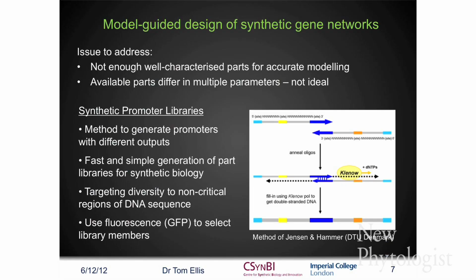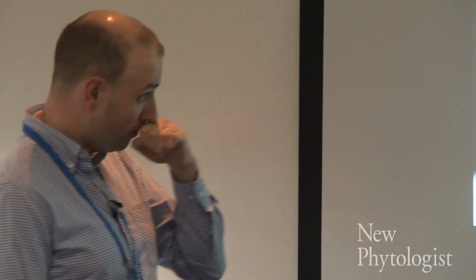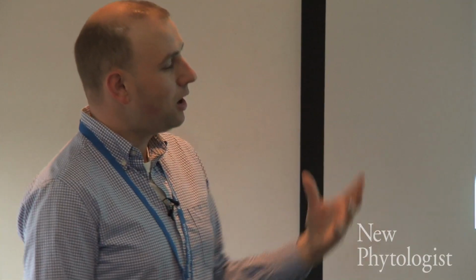How this works is quite straightforward. You target the diversity to the non-critical regions of the DNA sequence of the promoter, and the sort of local changes either side of a key site in terms of the behavior of the DNA double helix then affect how efficient that site is, and then effectively give you different outputs, in this case for the promoters. And what we really like about this method is, by and large, what you generate is the promoters that have a different output, but all the other parameters around them stay exactly the same.